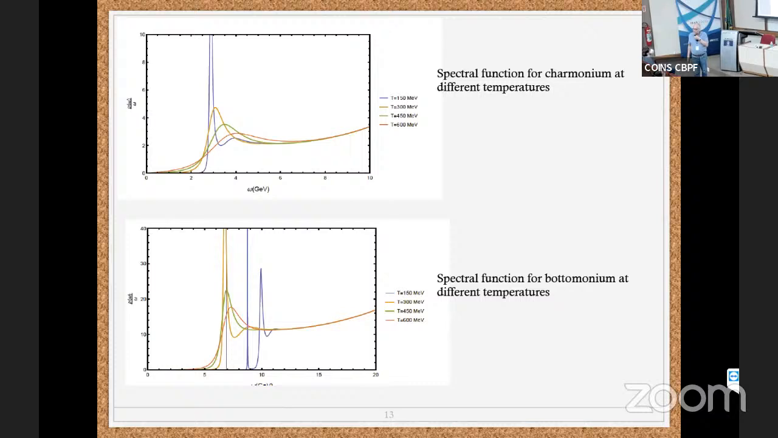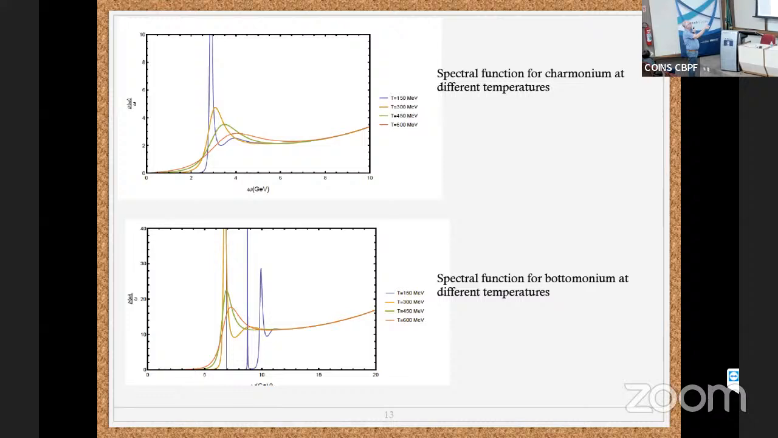The spectral function, in a simplified way, shows us the amplitude for finding a particle or a quasi-particle in the medium with some energy, okay? And the results that we find, for example, this is for charmonium. The blue line is the lowest temperature, 150 MeV, where we have one state of charmonium in the medium.